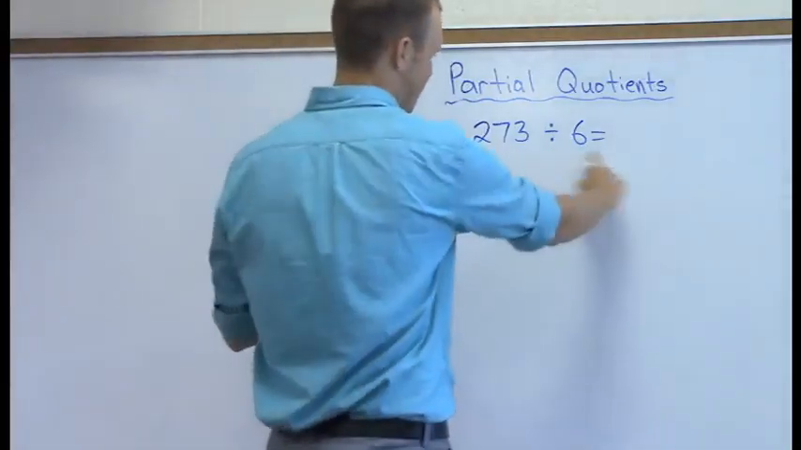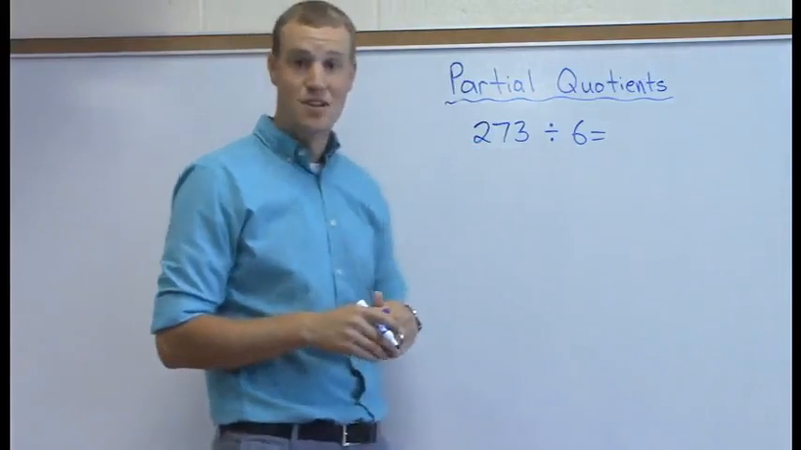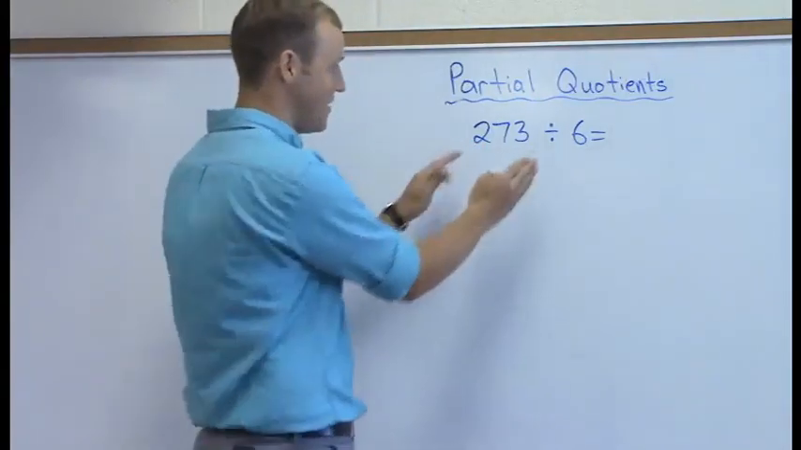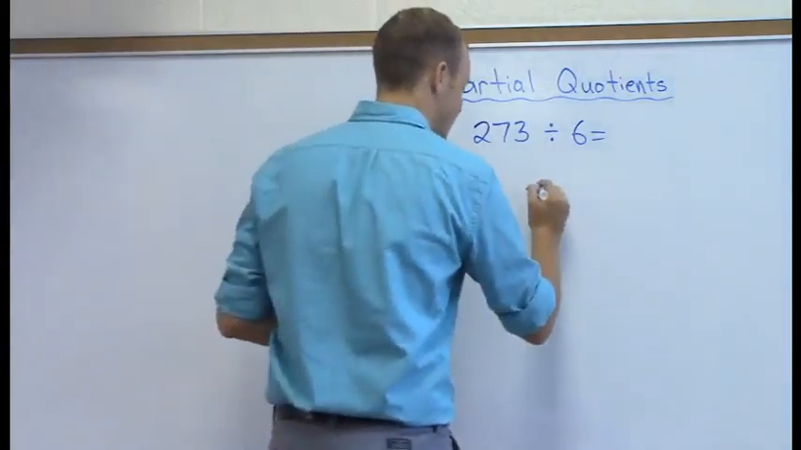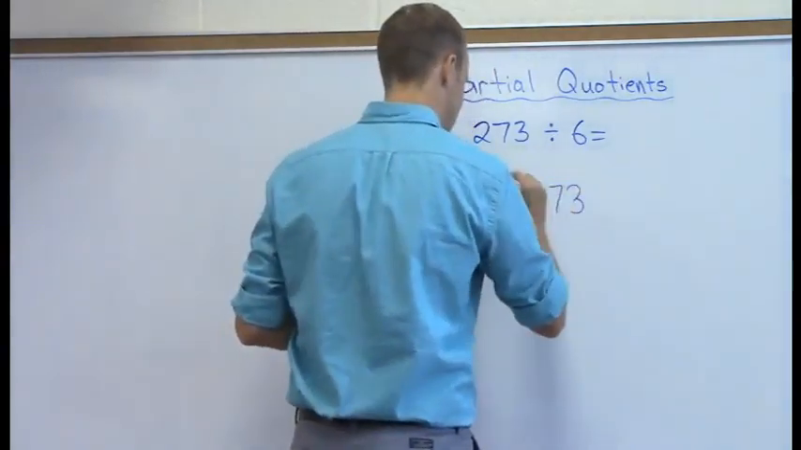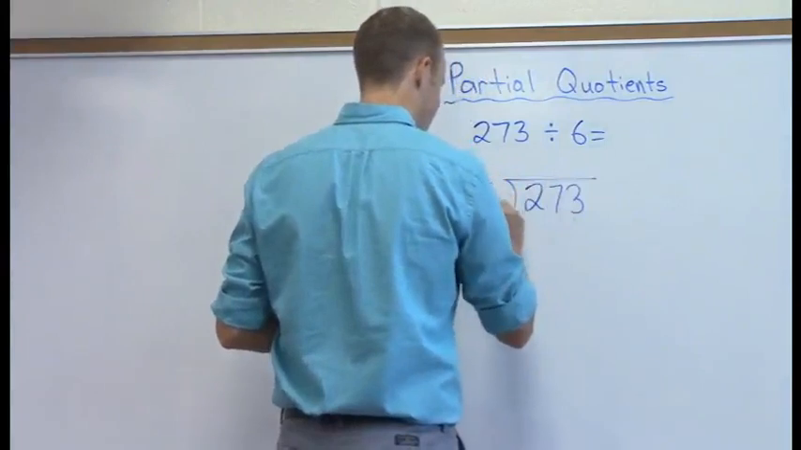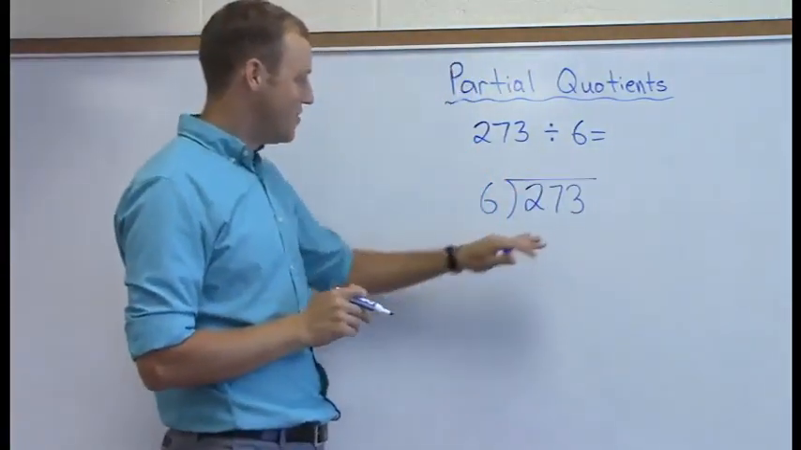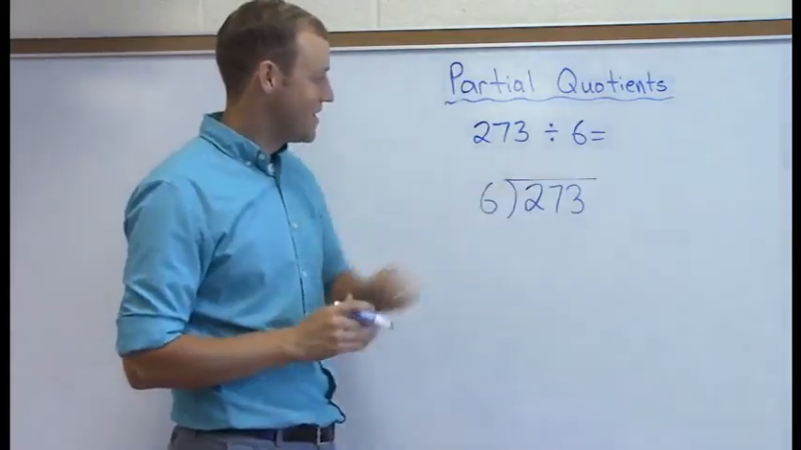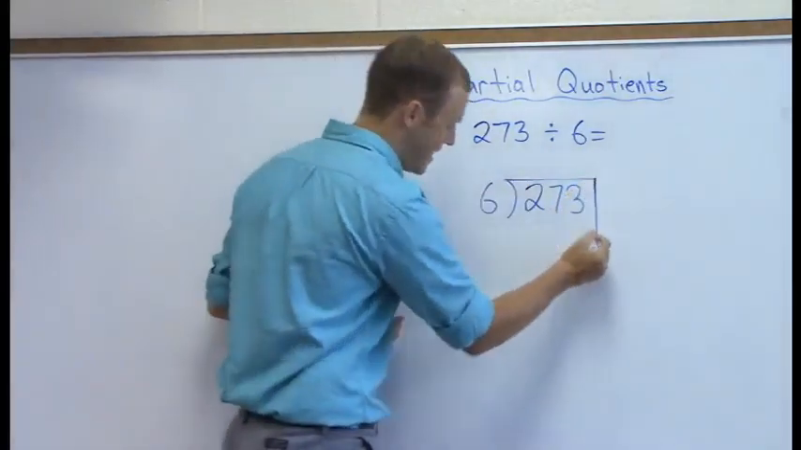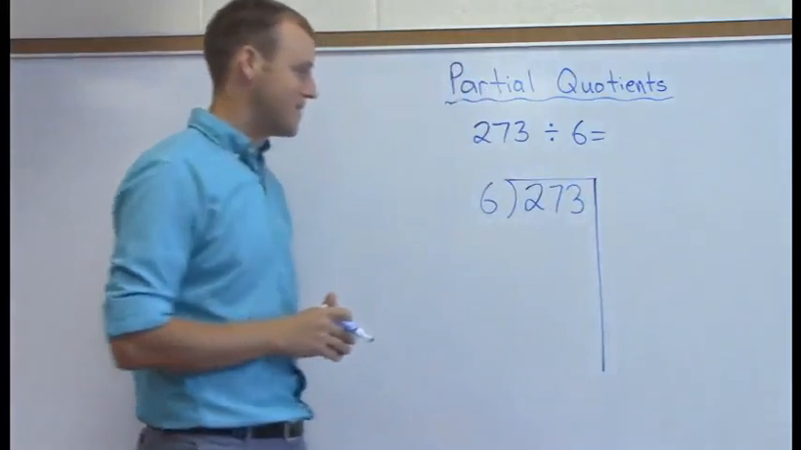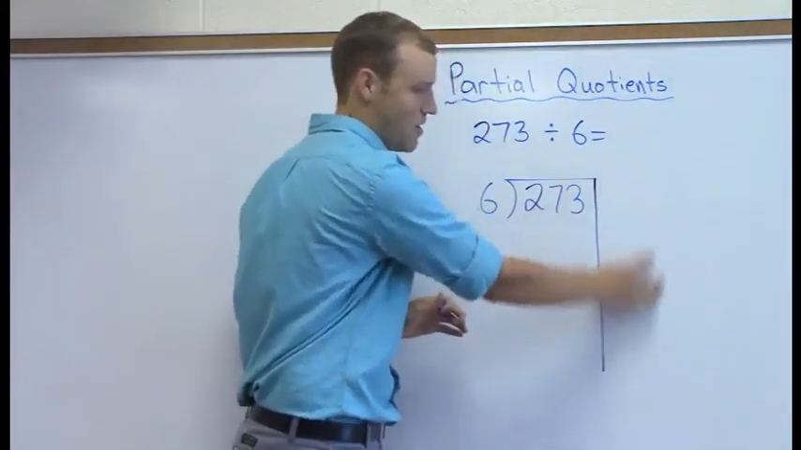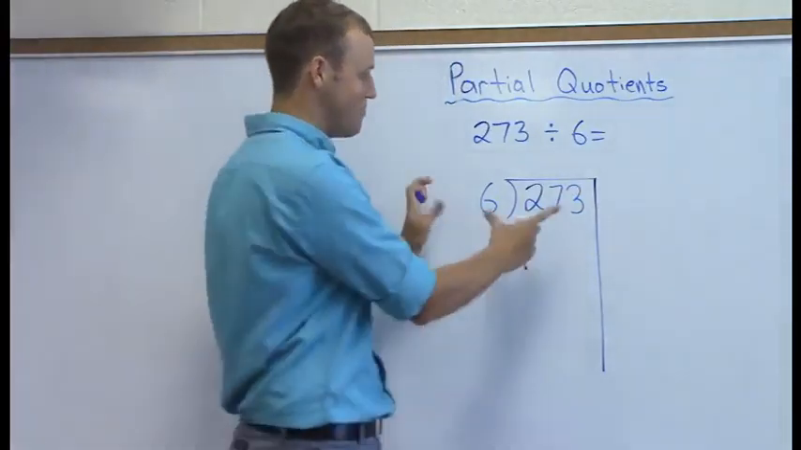So we're going to write our problem horizontally, okay, to encourage students to rewrite the problem. That's very important. So students are going to see this problem, and they're going to rewrite it a lot like the traditional, 273 divided by 6. Except for one thing. Instead of just leaving it like this, I'm going to ask them to put a line down the right side of the problem. Okay? So this helps the student separate the quotient, this is where our answers will go, and the problem.